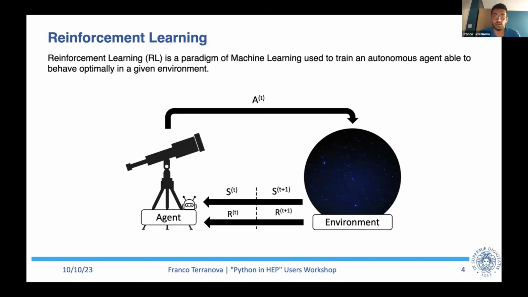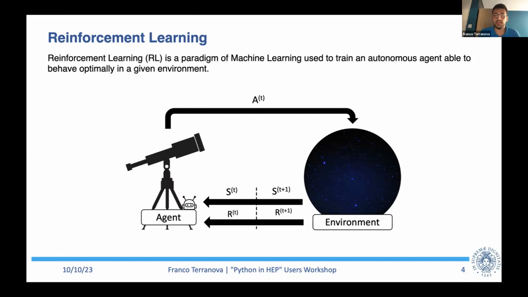This is a paradigm of machine learning that is able to train an autonomous agent that behaves optimally in a given environment. In our case, the environment is the sky, and the environment is going to have, at a certain time t, a state s of t. This is going to be related to the agent, which is what we want to optimize. And the agent should map the state to an action, where the action a of t will go again to the environment. The environment will respond with a new state, s of t plus 1, and a reward, r of t plus 1.